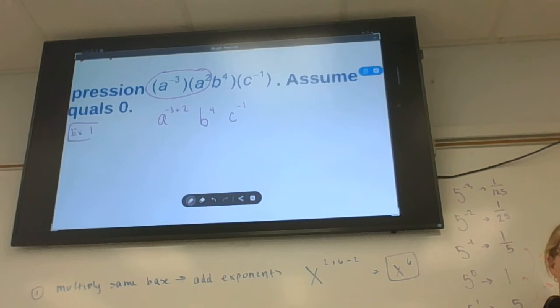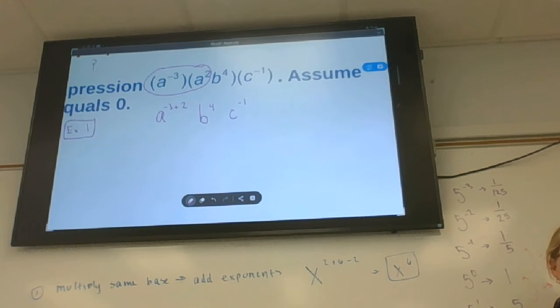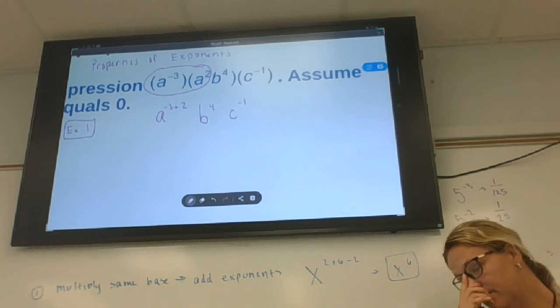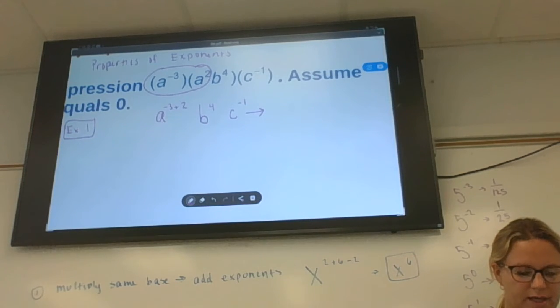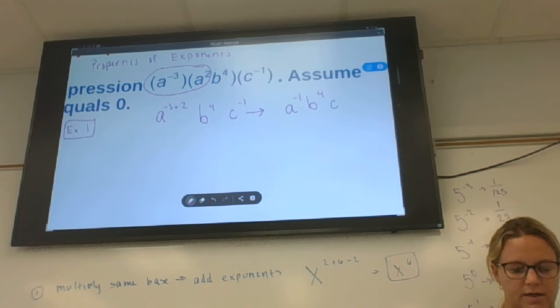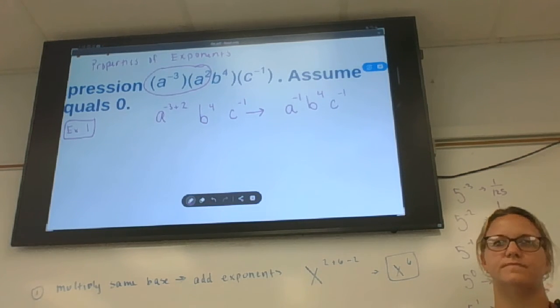This is an example for your notebook. Call it example 1, properties of exponents. This is nowhere to be found. You have to write it down. I've moved on. Okay, so from there, I would get A to the negative 1, B to the 4th, C to the negative 1.